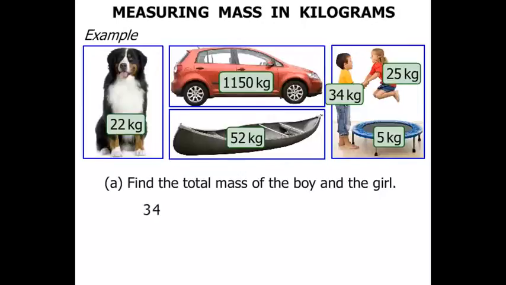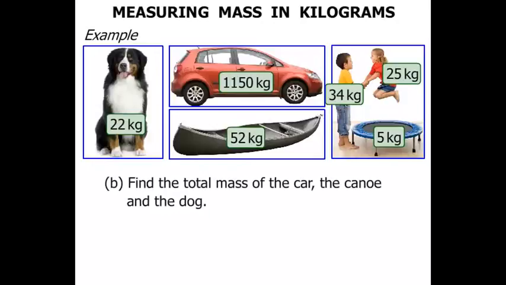Well, 34 kilograms for the boy, 25 for the girl. Let's add them together. We need to find the total. So, doing the units firstly, 4 plus 5 is 9. 3 plus 2 is 5. So the answer there, 59. So we're going to write total mass is 59 kilograms. Terrific.